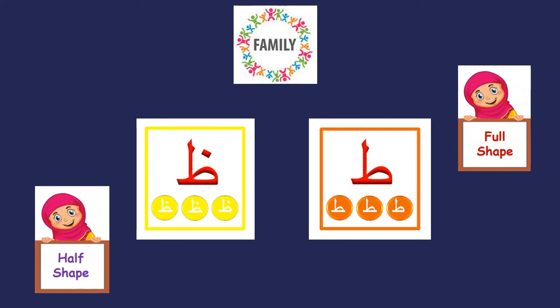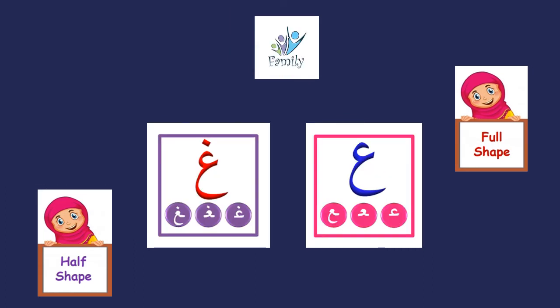Here comes the Ta family. Ta, Za. You can see there is a dot on Za. And we have told you that Ta and Za don't have a proper half shape. After the Ta family, the family of Ain is here. Ain, Ghain. Their half and full shapes are the same except the presence of a dot. Ghain has a dot on it. Their half shapes are the same.